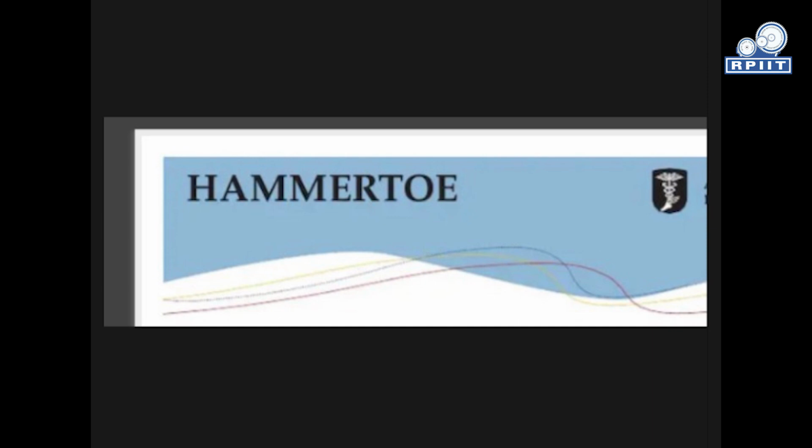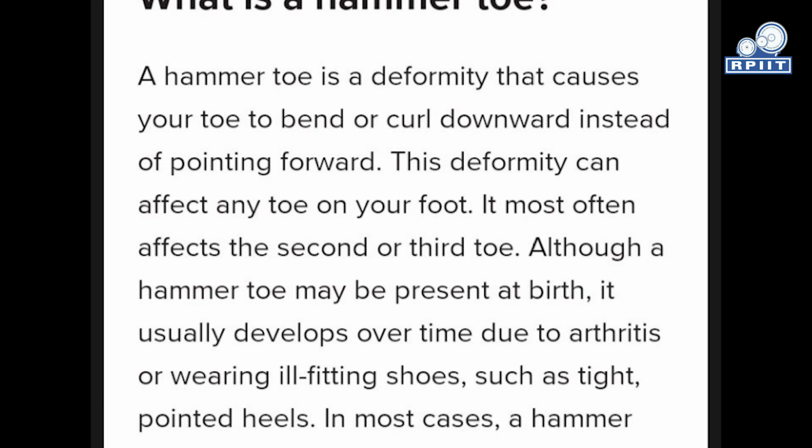So today's topic is hammer toe. What is hammer toe? It's a deformity that causes the toe to bend or curl downward instead of pointing forward. The deformity can affect the second or third toe, or it may be present at birth, and it's due to arthritis or wearing ill-fitting shoes such as tight and pointed heels.